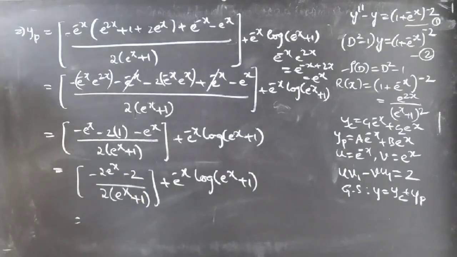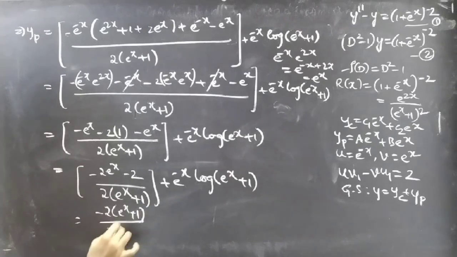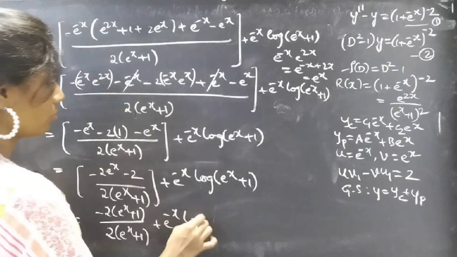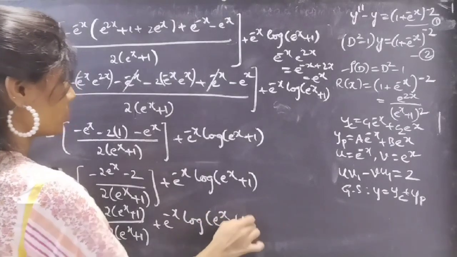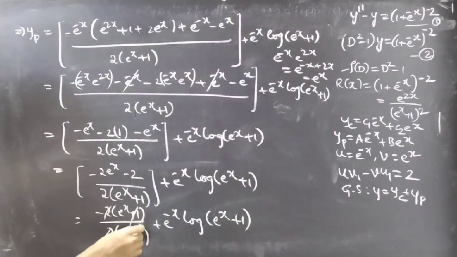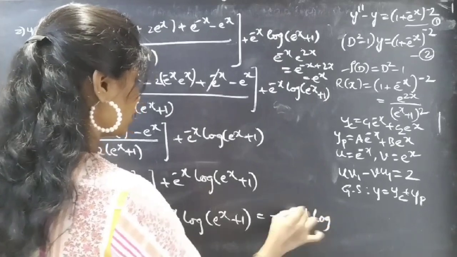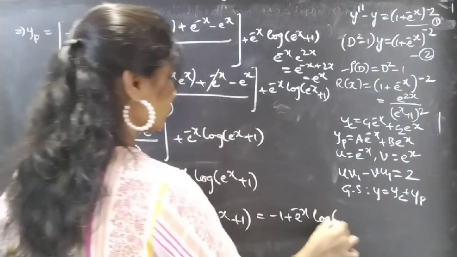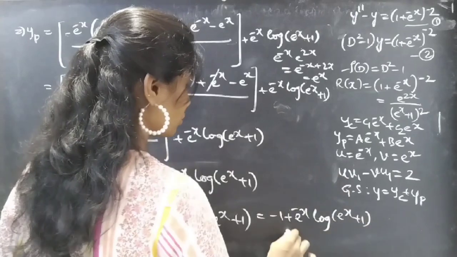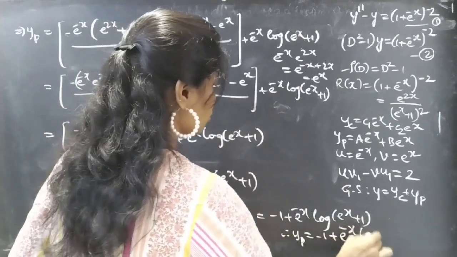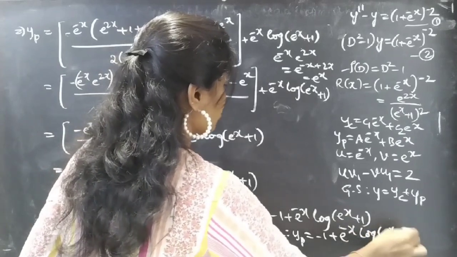Now take minus 2 common from the numerator, you'll get minus 2 times (e power x plus 1) by 2 times (e power x plus 1), plus e power minus x log of (e power x plus 1). So here 2 gets cancelled and (e power x plus 1) cancels. You'll get minus 1 plus e power minus x log of (e power x plus 1). Therefore, yp is equal to minus 1 plus e power minus x into log of (e power x plus 1).